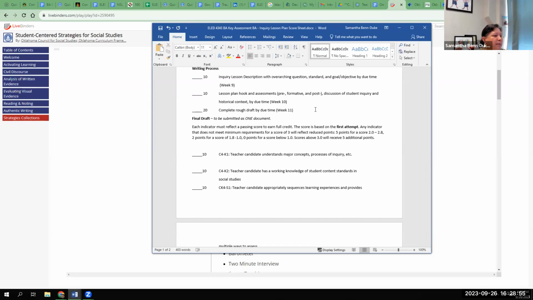And that is going to be all that you have due for the second step, which will be due week 10. But it's important that you put some good effort into this, because the more work you do here, the easier that's going to make the development of the rest of your inquiry lesson plan.